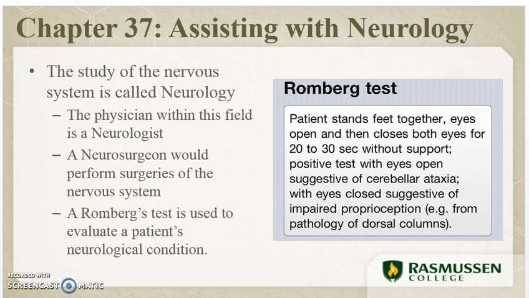A neurologist is a physician who specializes in treating and diagnosing conditions of the nervous system. A neurosurgeon is a physician that performs surgical procedures on the nervous system that are required due to injury or disease. And a psychiatrist is a physician who treats mental and neurological conditions that affect behavior.